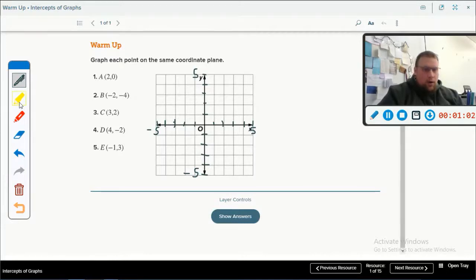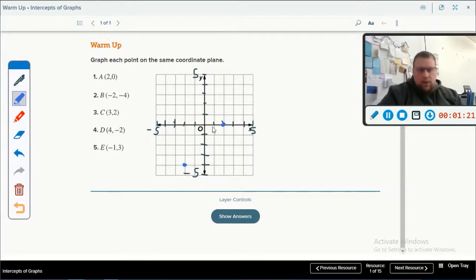And here we go. I'm going to use bright blue. So A is 2, 0, which means I go over 1, 2 on the X, 0 on the Y, right there. B is -2, -4, so I'm going to go back 1, 2 on the X and down 1, 2, 3, 4 on the Y.